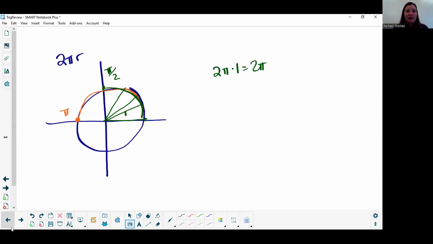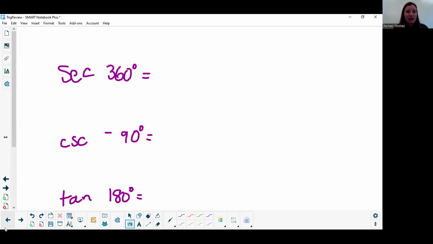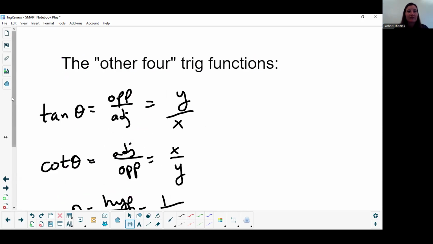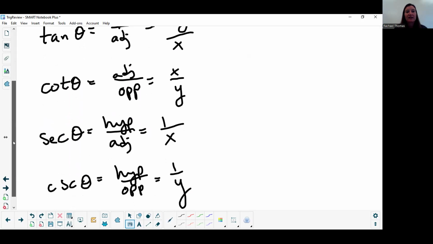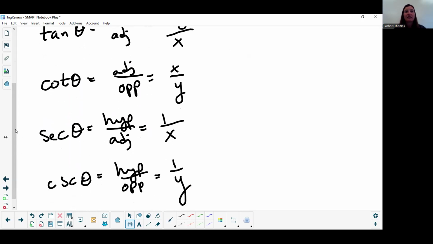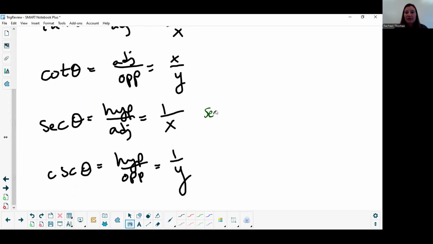Let's talk real briefly about these other 3 trig functions. Oh, other 4. Tangent is sine over cosine, which makes it like opposite over hypotenuse over adjacent over hypotenuse. Sine is the y, cosine is the x. Tangent is y over x. Cotangent is the reciprocal of tangent.